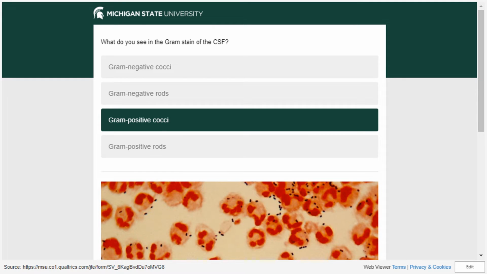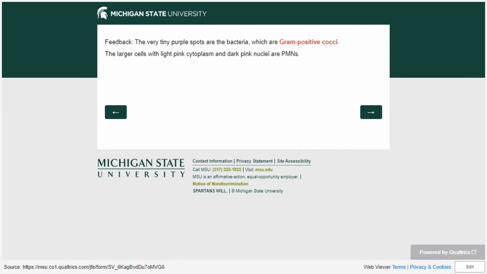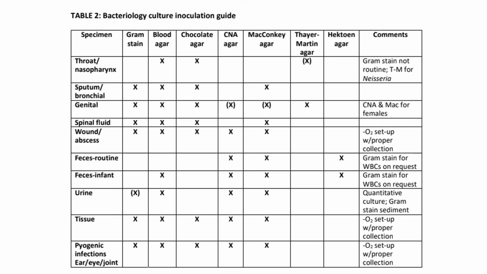So here's the gram stain of the sample. Some students think the pink things are the bacteria, but those are neutrophils. The bacteria are the little purple things, gram-positive cocci, as shown here in the feedback. And they choose it from this table. You see here where it says spinal fluid. This shows what to pick.